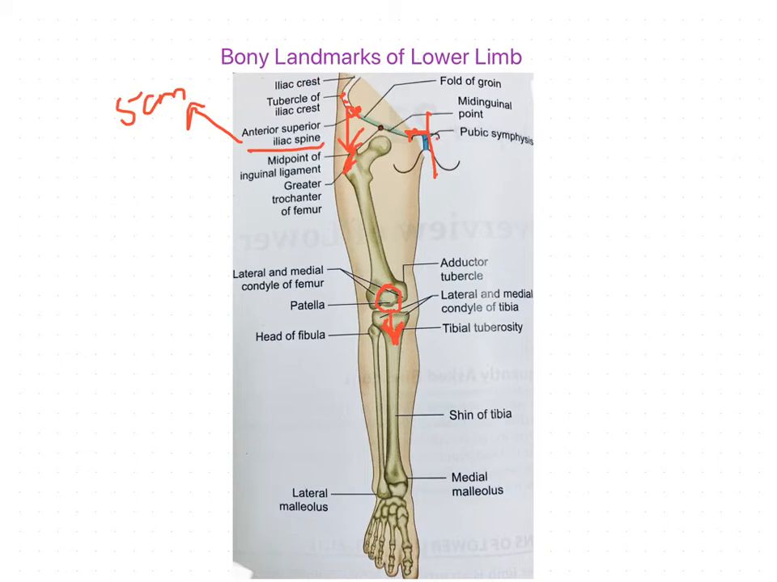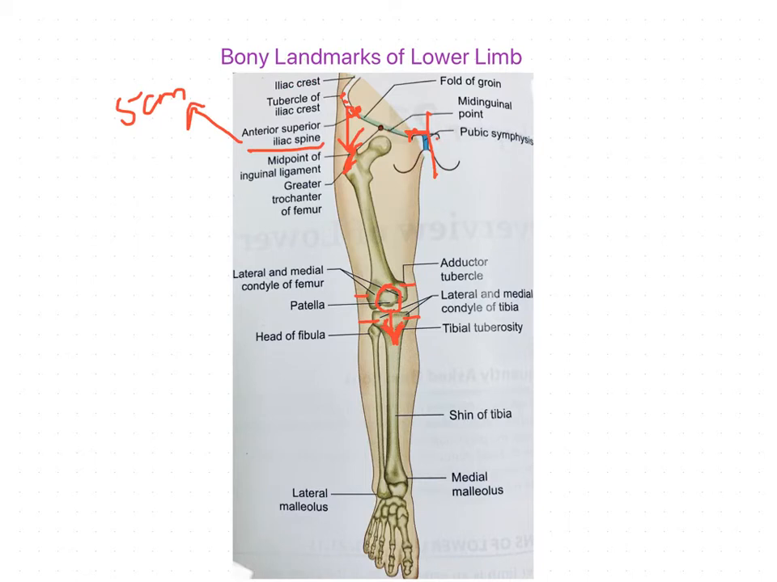Okay. Next, coming to the condyles of femur. These are the condyles of femur and condyles of tibia. So these prominences can be palpated in the knee region. On the medial side, we can palpate the medial condyle. On the lateral side, we can palpate the lateral condyle. So these are called medial and lateral condyles.